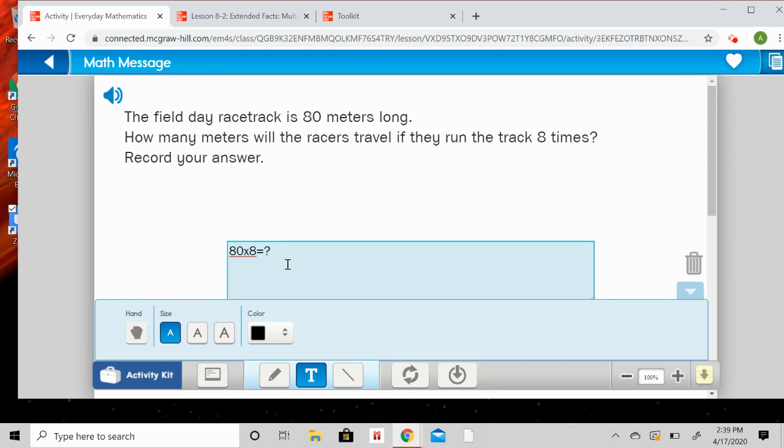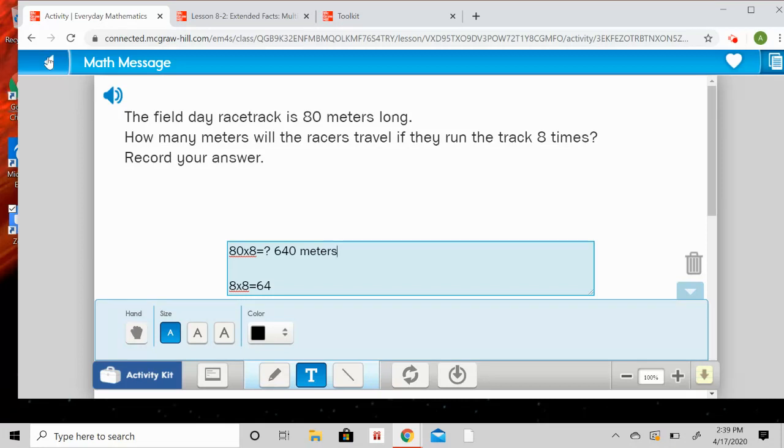Now, 80 is a multiple of 10. So that is the same as saying 10, 8 times. We don't know that fact, but we know what 8 times 8 is. 8 times 8 equals 64. We can use 8 times 8 to help us solve 80 times 8. 80 times 8 equals 640 meters. And we're going to discuss more about multiples of 10 as we go throughout the lesson.